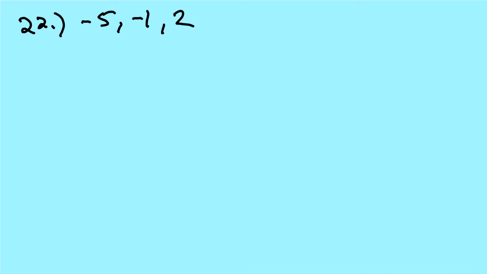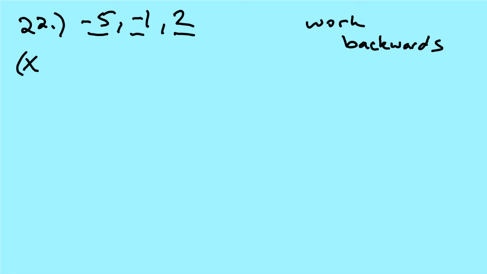Alright, 22 through 30, we're going to work backwards. They're going to give us solutions, and I'm going to make an equation show up. So the first thing I have to do is see how many zeros I have. In this one I have 3 solutions. Now, I'm going to put in the x. Remember, whenever you put it in parentheses, you're going to make all those equal to x.